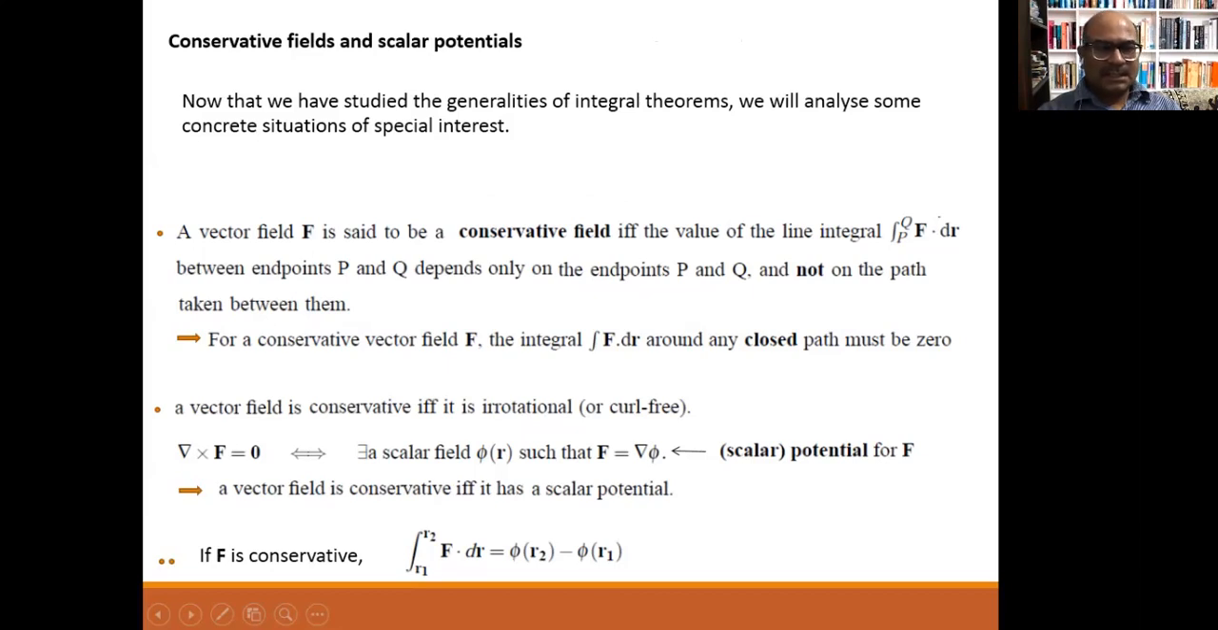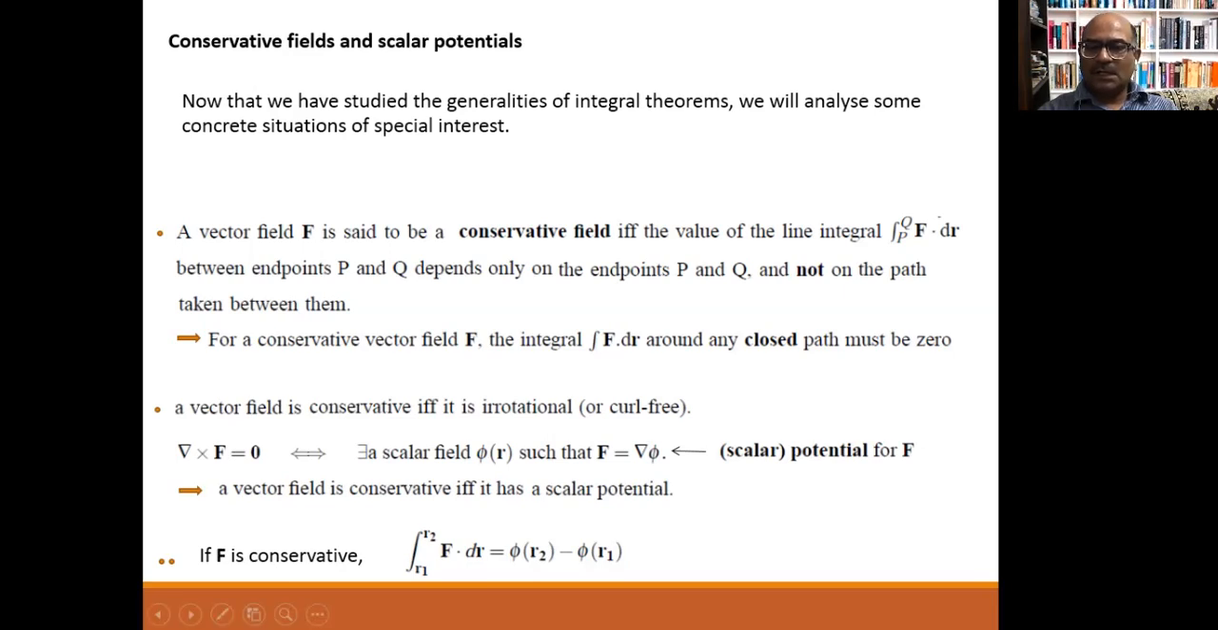Now we are going to discuss conservative fields and scalar potentials, based on the discussion we had. So we have studied the generalities of integral theorems. Now we will analyze some concrete situations of special interest. A vector field F is said to be a conservative field if the value of the line integral from P to Q of F dot dr depends only on the endpoints P and Q and not on the path taken between them. So the conservative field condition is that it should be independent of the path.